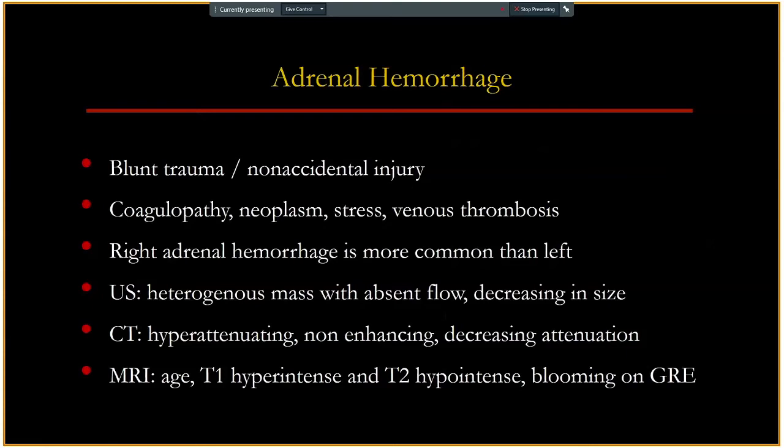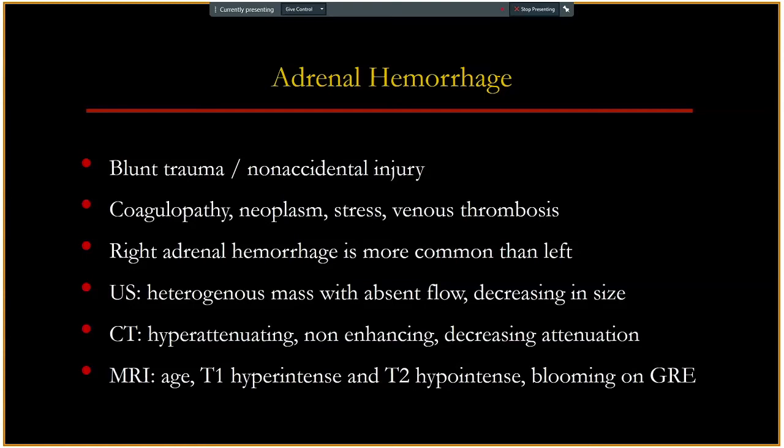On ultrasound, as with hemorrhage in any other organ, you would find a heterogeneous mass with absent flow, and over a period of time, it will decrease in size as the hematoma resolves. On CT, initially it's going to be hyperattenuating and non-enhancing, and over a period of time, it will decrease in size and it will decrease in attenuation. On MR, the imaging appearance depends on the age of the hematoma. Typically, hematomas are T1 hyperintense and T2 hypointense, and they show blooming on GRE sequences.